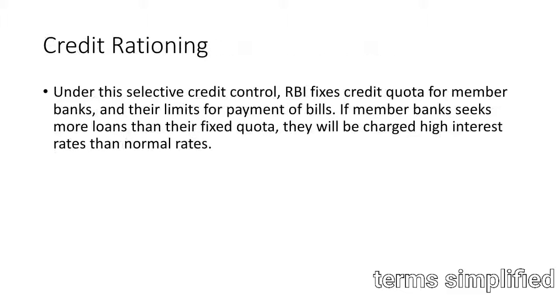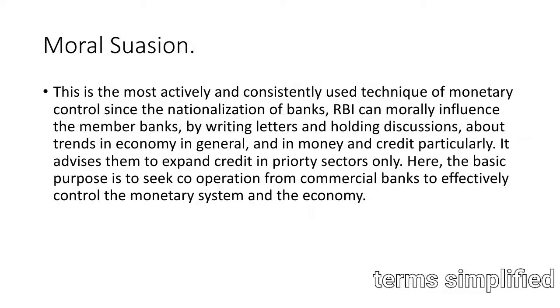D. Credit rationing. Under the selective credit control, RBI fixes credit quota for member banks, and limits for payment of bills. If member banks seek more loans than their fixed quota, they will be charged higher interest rates than normal rates. E. Moral suasion.